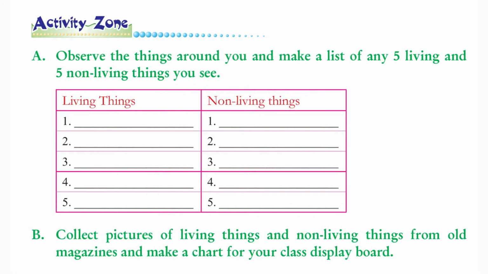Here we have the activity zone. If you observe the things around you in your house, there are so many things around you, right? So in one column, you write down five living things that you see around you. And on the other side, you can write down five non-living things that are around you. Okay, so you take time, look around and write it down later. And then we have another activity that is given. Here you need to collect the pictures of all the living and non-living things. There is a space given in your textbook, right? So you take time and stick all these in your textbook.